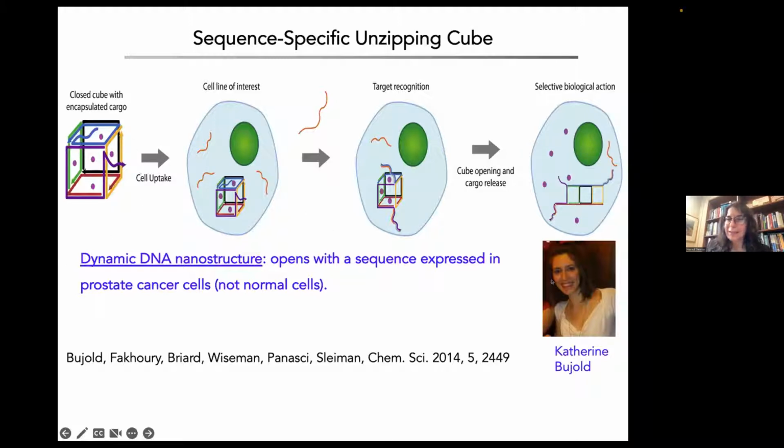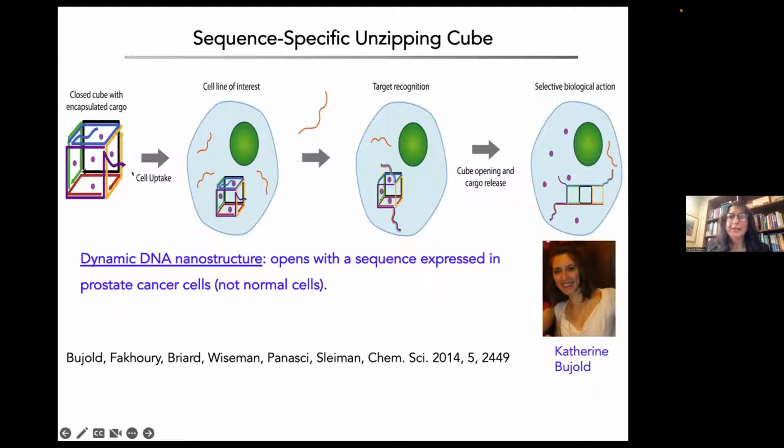This cube was designed by Catherine Bujold, who's now herself a professor at McMaster University. So Catherine designed this cube to stay closed, and it's only going to open in response to an RNA that is present in prostate cancer cells, but it's not present in normal cells. If you want to know further, this is actually a gene fusion product, and it is only in prostate cancer cells and not in normal cells.